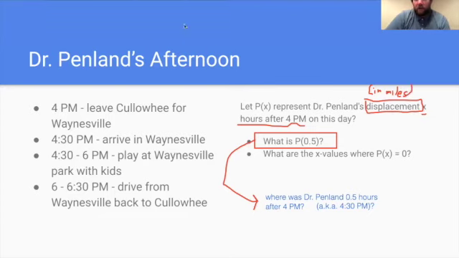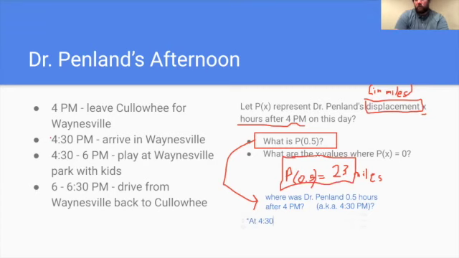Well, at 4:30, I was in Waynesville. And we saw that Waynesville was 23 miles away. So you would say P of 0.5 equals 23. And if you wanted to be really careful, because we are dealing with units here, you might even say P of 0.5 hours equals 23 miles. Although that's not common, it would not be wrong, and it might be good. So P of 0.5 equals 23 means the same thing as saying at 4:30 p.m., Dr. Penland was 23 miles away from Cullowhee in the direction of Waynesville.